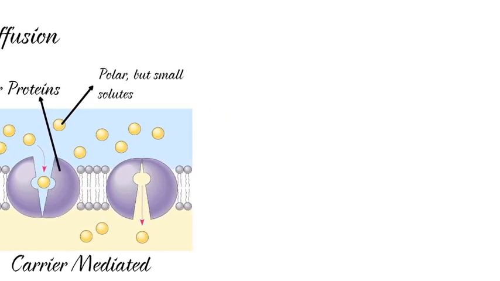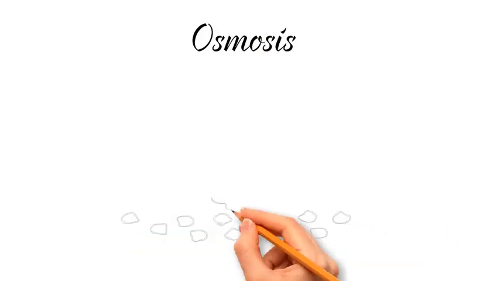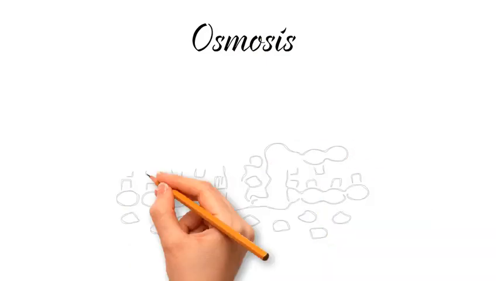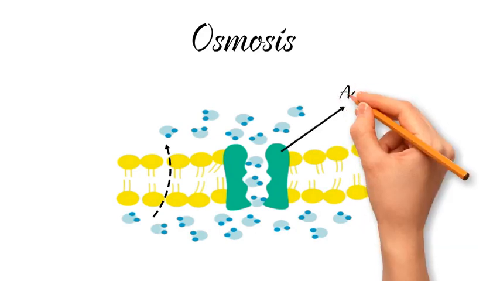Now, to the last type of passive transport process, we'll talk about osmosis. Osmosis refers to the passive movement of water through a selectively permeable membrane, driven by a difference in concentration of water on either side. In the cell, this can occur either by slipping between the phospholipid molecules that form the plasma membrane or through specialized protein channels called aquaporins.